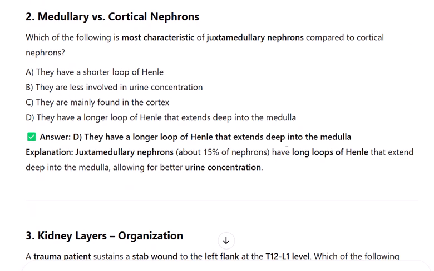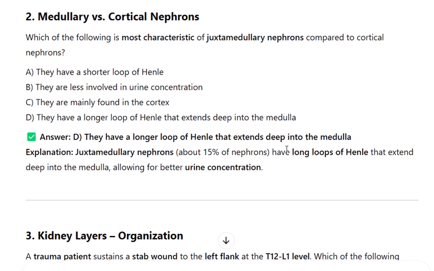Which of the following is most characteristic of juxtamedullary nephrons compared to cortical nephrons? A. They have a shorter loop of Henle. B. They are less involved in urine concentration. C. They are mainly found in the cortex. D. They have a longer loop of Henle that extends deep into the medulla.